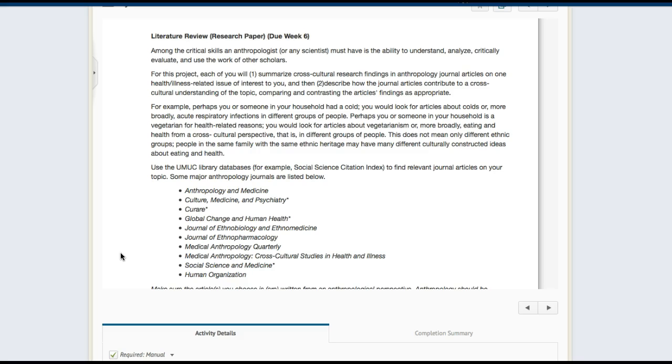So, for example, perhaps you or someone in your household has a cold. You would look for articles about colds or, more broadly, acute respiratory infections in different groups of people. So perhaps you or someone in your household is a vegetarian for health reasons. Then you would want to look for articles about veganism or, more broadly, eating or health from a cross-cultural perspective, that is, in different groups of people. So this does not only mean different ethnic groups. People in the same family with the same ethnic heritage may have many different culturally constructed ideas about eating and health.